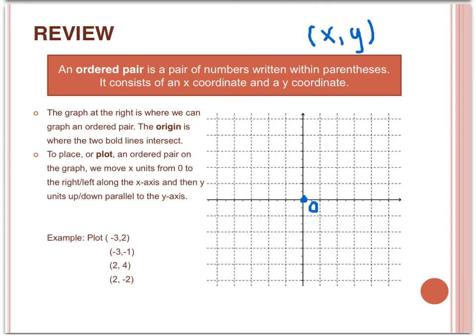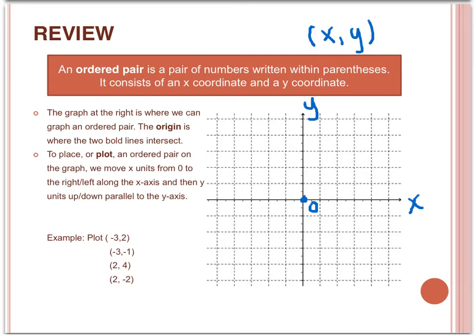To place or plot an ordered pair on the graph, we move x units from O to the right or left along the x-axis, and then y units up or down parallel to the y-axis. To practice, we can plot a few points.